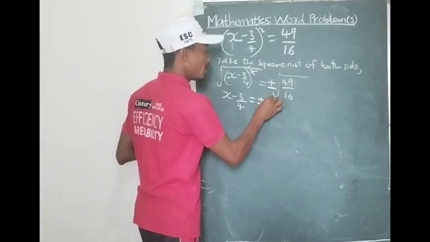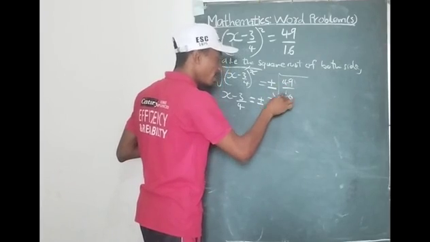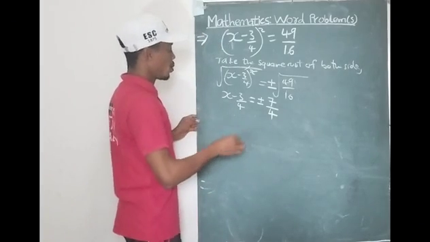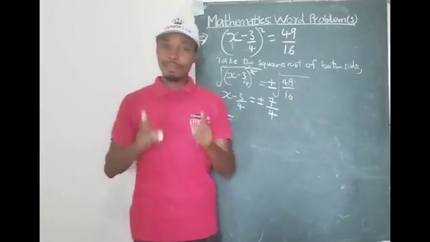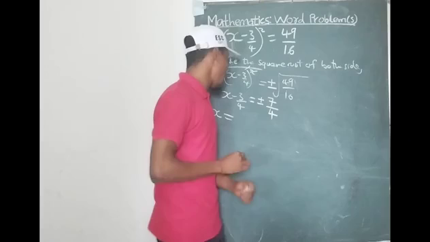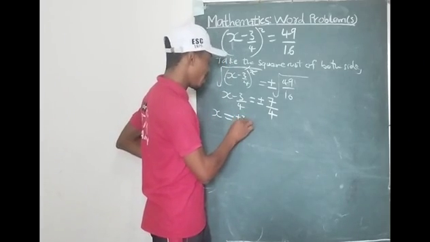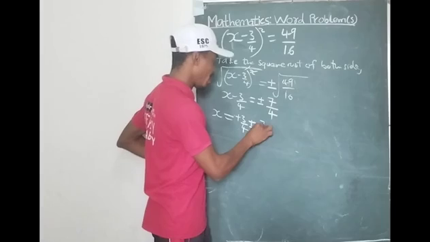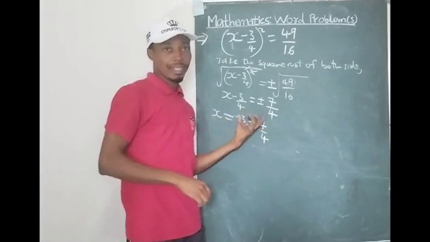That gives you the square root of 49 is 7, and the square root of 16 is 4. All right. So moving forward, x equals, we are aiming at making x stand alone, so this becomes plus 3 all over 4 plus or minus 7 all over 4. So this is the solution of the quadratic equation.